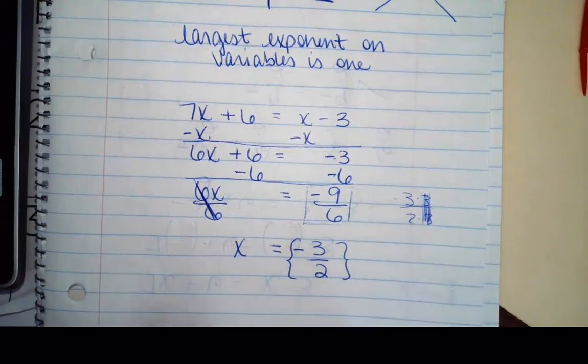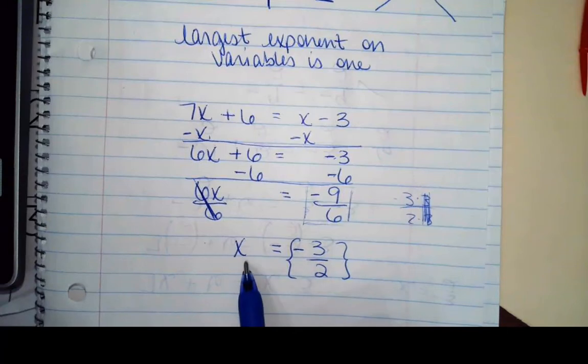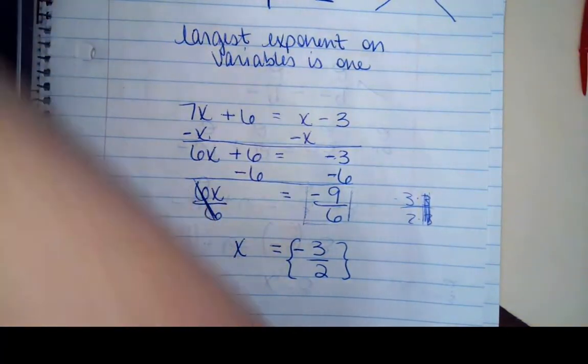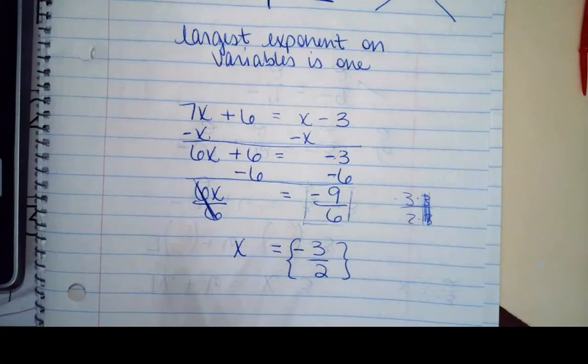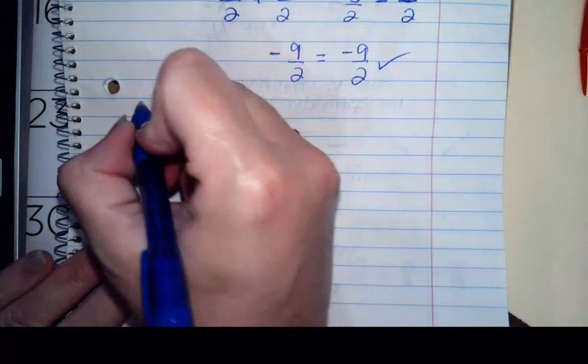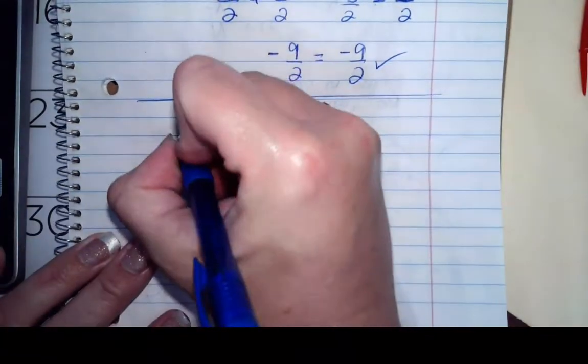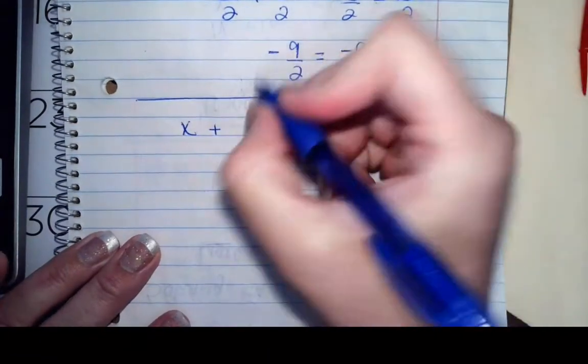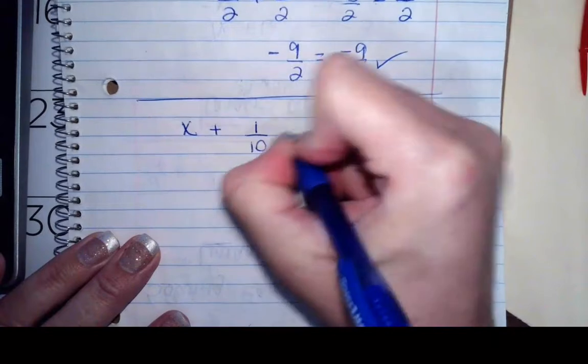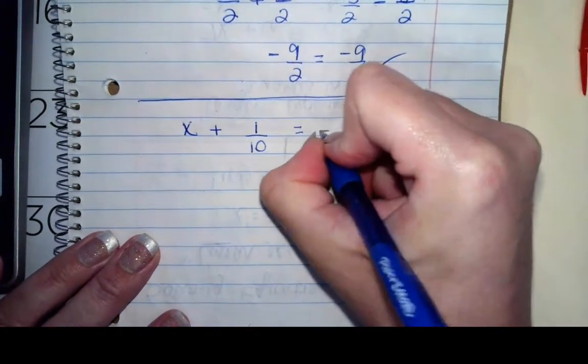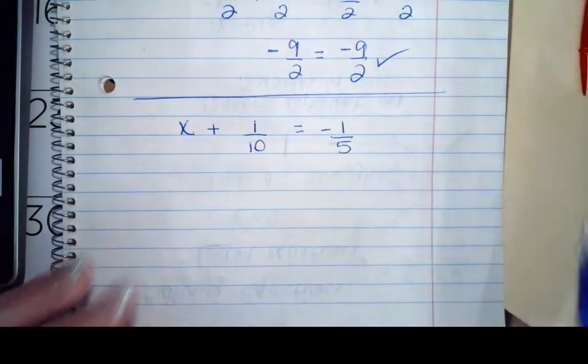So the curly brackets are going to be given to you. I just didn't want you to be surprised when you see them. But it does mean that x is the solution set of negative 3 halves. Okay, and it just means that my solution set is listable. So now we have another type of equation. And so I'm going to start this off by saying x plus 1/10, and that's going to equal negative 1/5.